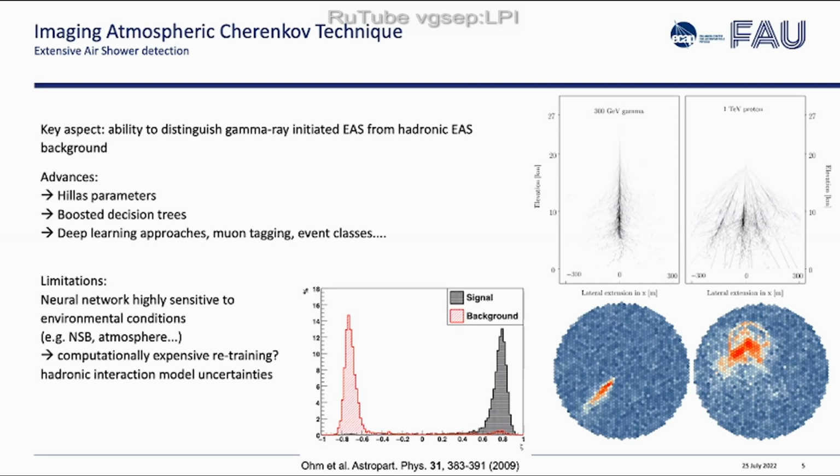There are some limitations to this, however. We're finding that neural networks can be highly sensitive to the environmental conditions of the experiment, and they could also be computationally expensive if you need to retrain the networks every time the level of background light changes, so you have a different moon phase or a different region of the sky, or if the atmospheric conditions change. We do also have some limitations due to hadronic interaction models, the simulation interaction model.